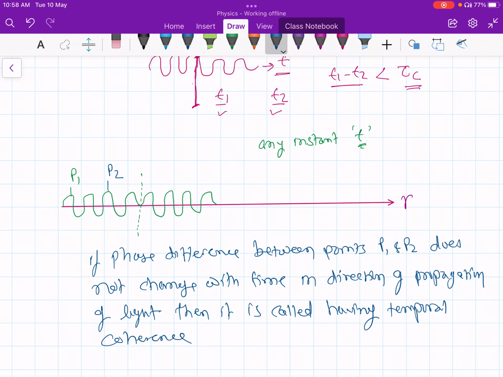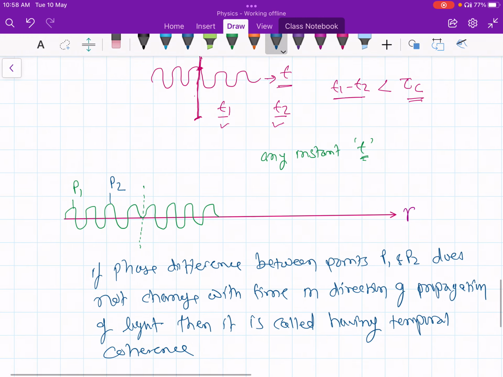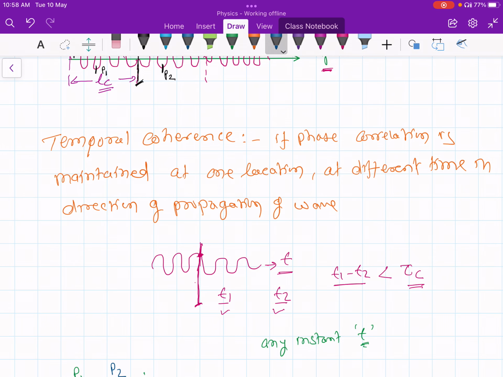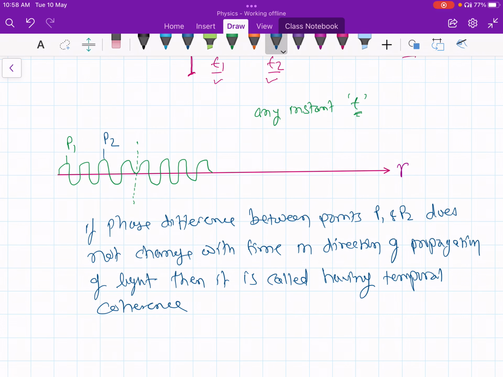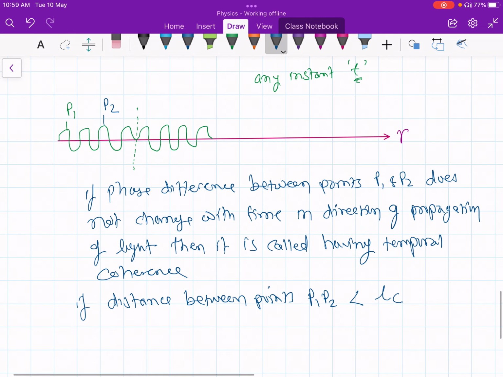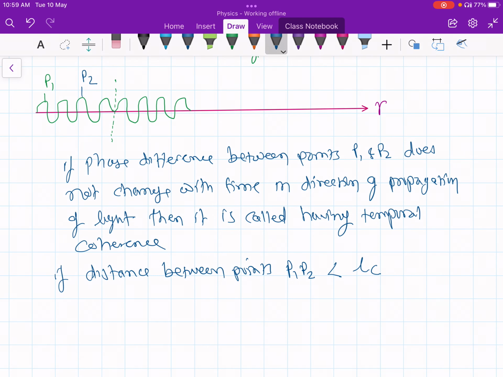So I can define the temporal coherence between two points in the direction of propagation of the light, or here I have defined the temporal coherence at one location but different time in the direction of propagation of light. So when the phase difference between the points P1 and P2 does not change with time in the direction of propagation of light, then it is called having temporal coherence. That is possible only if the distance between points P1 and P2 is less than the coherence length. If it is less than the coherence length, then the points P1 and P2 have temporal coherence.